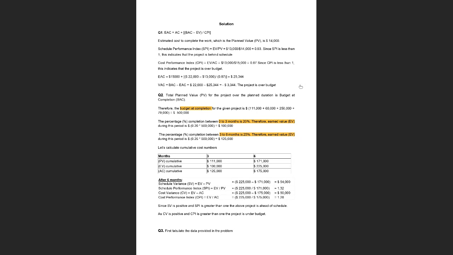The next question is similar to the first one, but with a bit more information. Let us have a look at the second question. You are managing a residential construction project with a planned duration of 12 months. The planned value of the project for each 3-month duration is shown in the table below. So we have a project of 12 months, split into 4 parts. For the first 3 months, different values are given. For the next installment, different values are given, and so on.